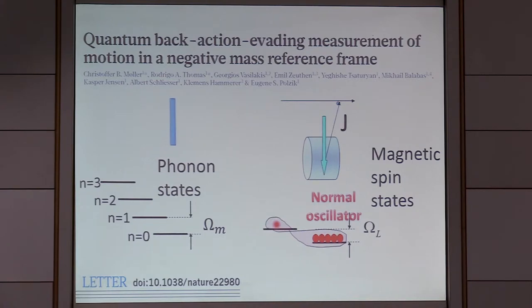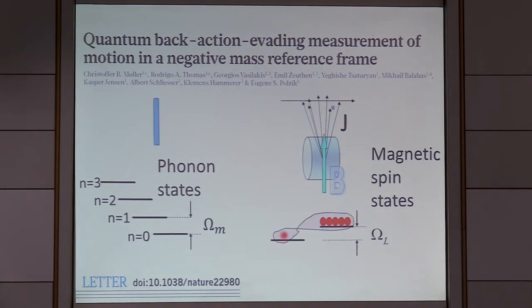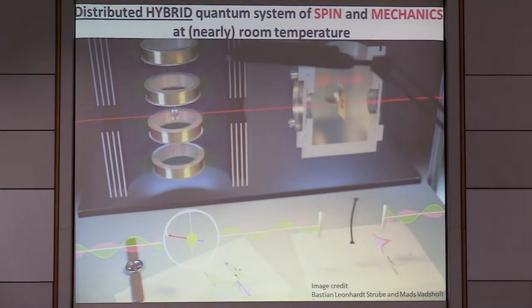So we have this mechanical oscillator and we have the magnetic oscillator. If it would be like that, then it will be a normal positive mass oscillator. All we need to do is to change the direction of the magnetic field. And then we have a negative mass oscillator. So it's this same system with the artist's view. There is this little atomic ensemble in some nice magnetic shield. Light goes through, interacts with the membrane placed between the two mirrors. The finesse of this resonator is about 3,000.